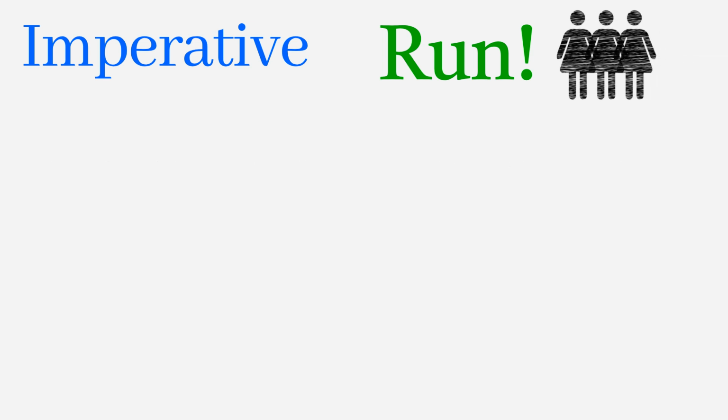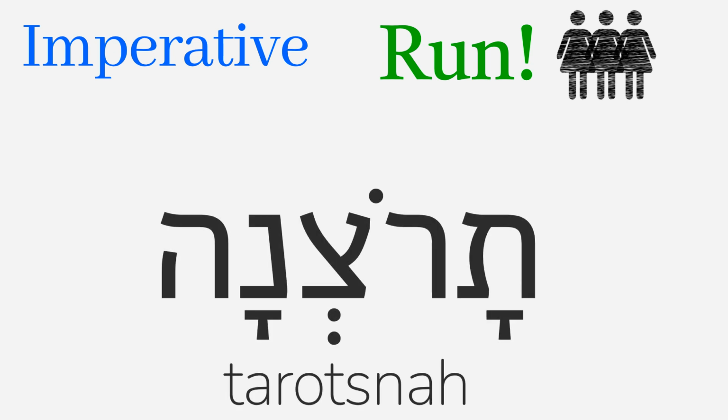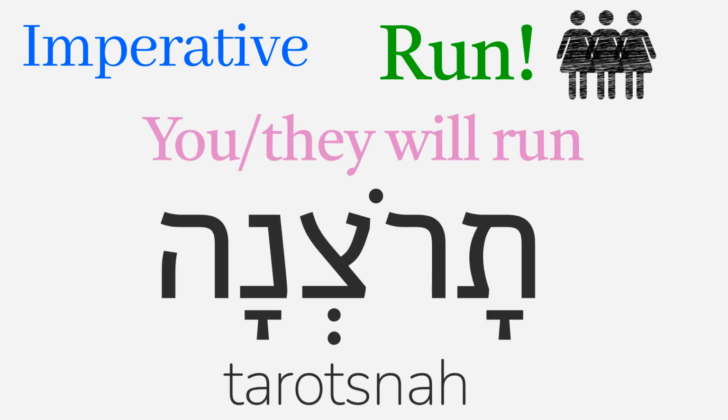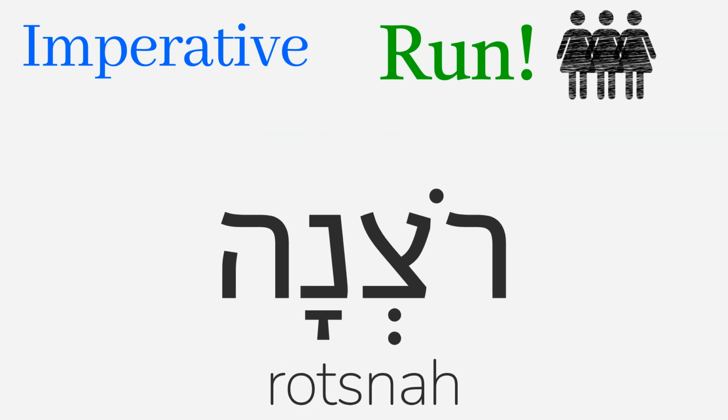The feminine plural form of the imperative is going to have the same vowels as the form of the future tense used for the subjects aten, you feminine plural, and hen, they in feminine form. In this case, that form is tarutsna. You will run feminine plural, or they will run in feminine form. Taking off the tav prefix, we're left with rutsna, which means run, ordering a group of women.